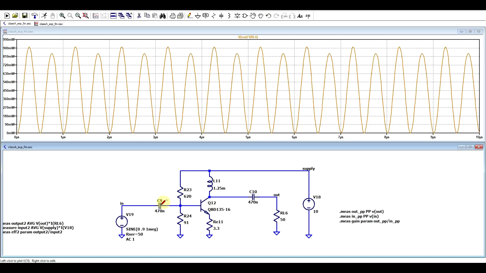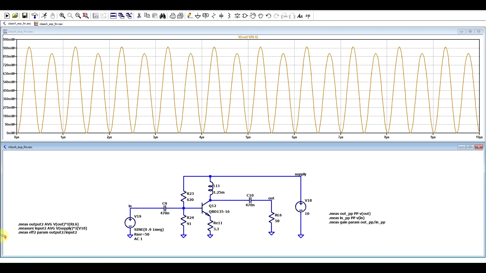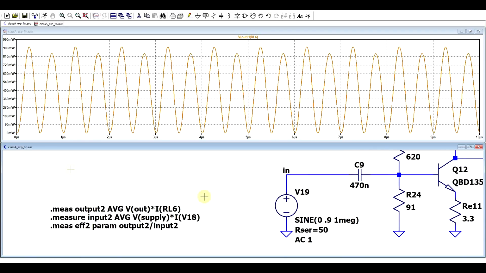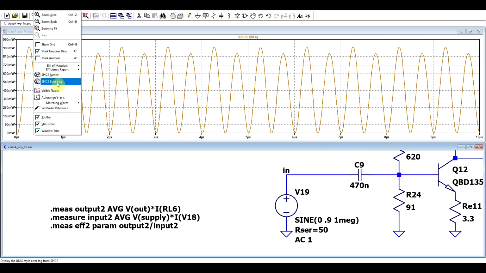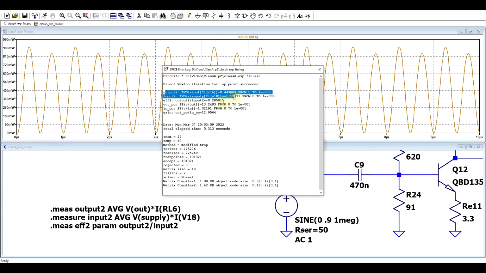And we can also perform some automated measurements on the circuit. So first of all, I prepared this set of measurements to measure the efficiency, and we can look at that in the error log. So we can see that for this configuration, we're getting about 28.6%. So it's not great, but it's more than 25.